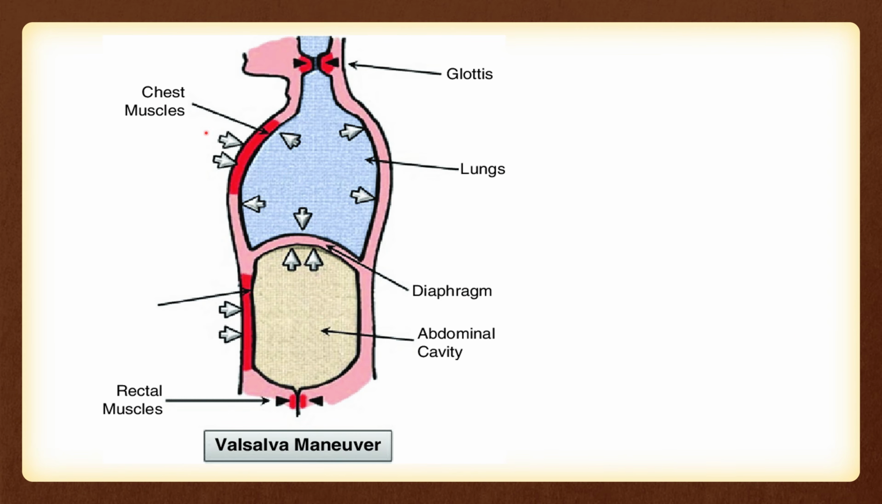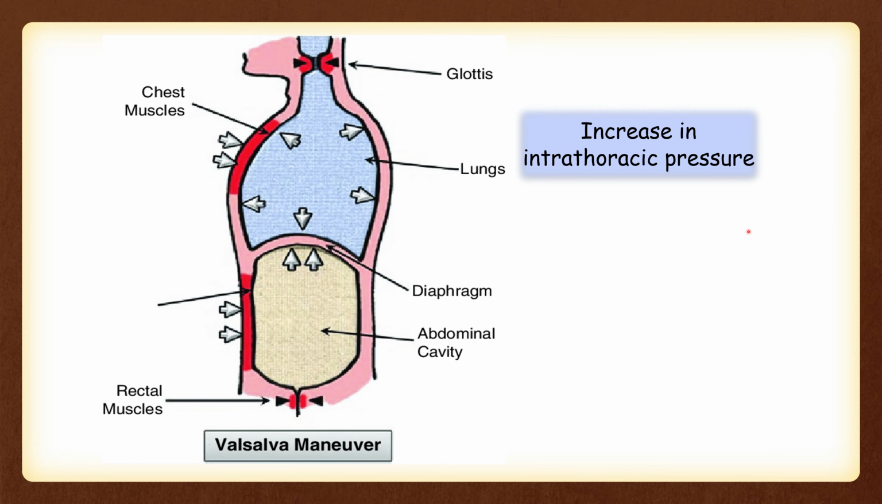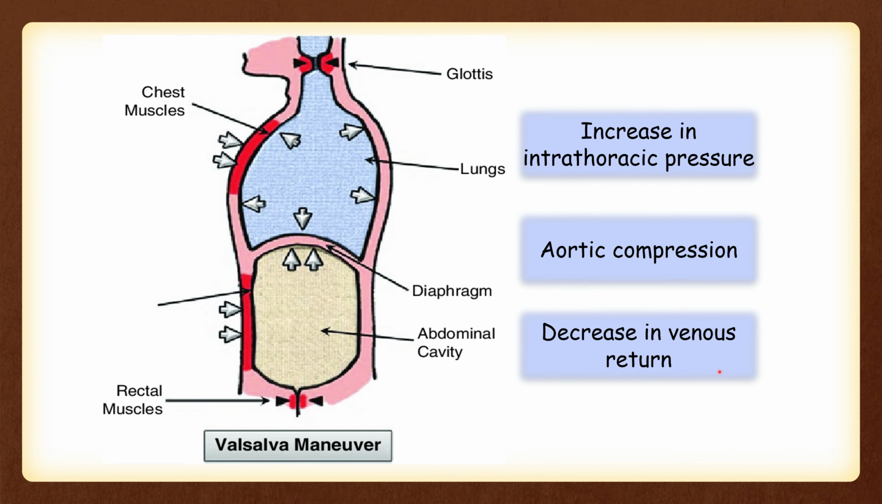So what is going to happen during the Valsalva maneuver is build-up of the intrathoracic pressure. Increase in the intrathoracic pressure will compress the organs and the vessels within the thoracic cavity. So it can lead to the aortic compression. With further increase in the intrathoracic pressure, we can expect a decrease in venous return. So these are all the main events which are going to happen in the Valsalva maneuver. Based on this, what is going to happen in blood pressure and heart rate is important.